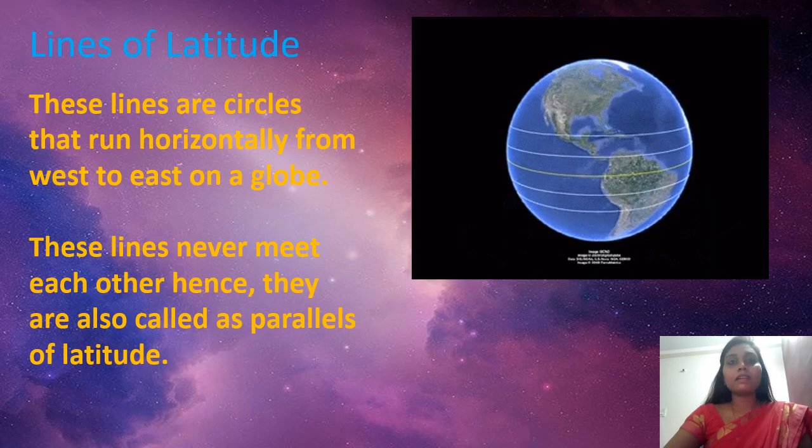Now let's learn about the lines of latitude. These lines are circles that run horizontally from west to east on a globe. These lines never meet each other, which is why they are also called as parallels of latitude.